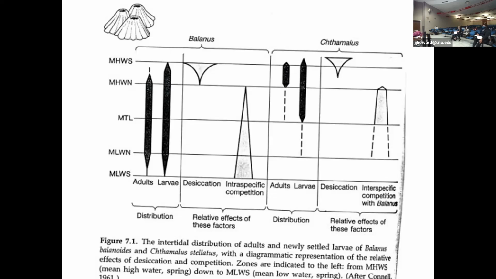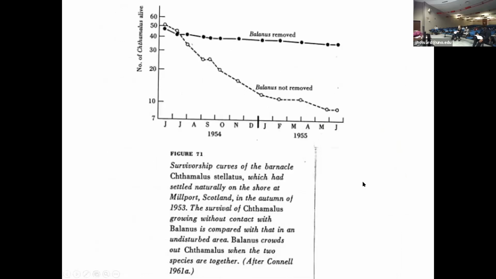Thamnus is much more strongly affected by competition from Balanus. Balanus is almost completely unaffected by competition from Thamnus. So how do we know this? Well, let's find out. There we go. So here is how we know this.